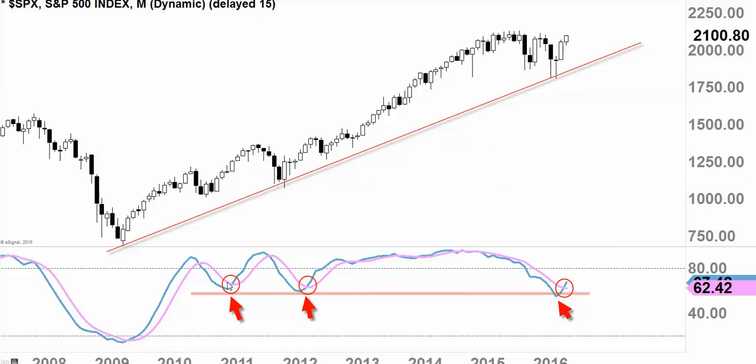So, going back here in 2016 or going back to today, isn't it interesting? We came right back down to where we were back in 2012 and 2011. Isn't that interesting, that we came right back at that level? That's what we call support. And we're currently seeing a stochastic bullish cross.